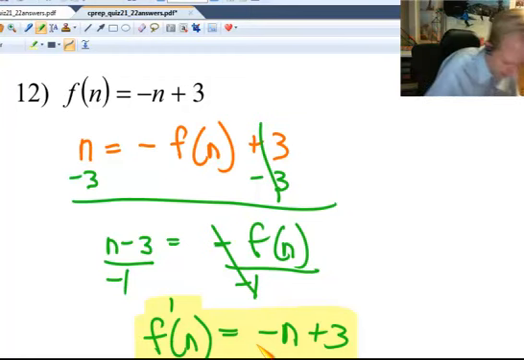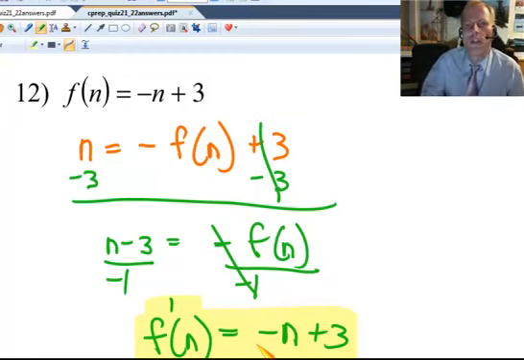And if you did the check of doing f of f inverse of n versus f inverse of f of n, you'd find out that they were both equal to n, and you'd really have found the inverse.